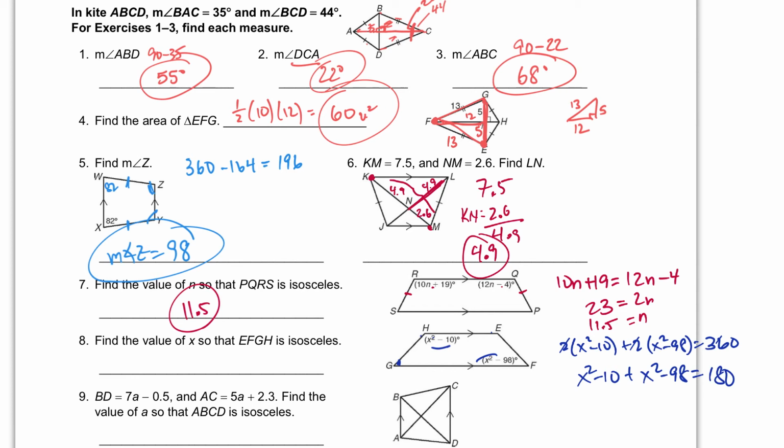So let's go ahead and do this problem. I end up with 2x squared, and over here I'll end up with minus 108 equals 180. And bring the 108 over, you'll get 2x squared equals 288, and divided by 2, you get x squared equals 144, so x is going to be 12.